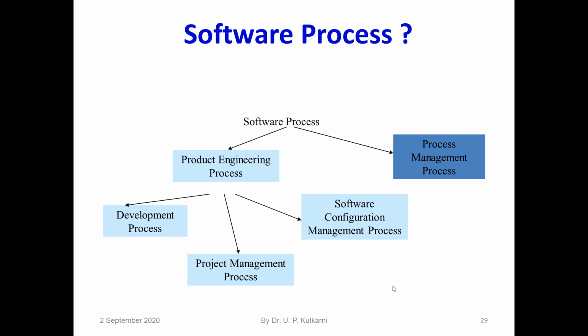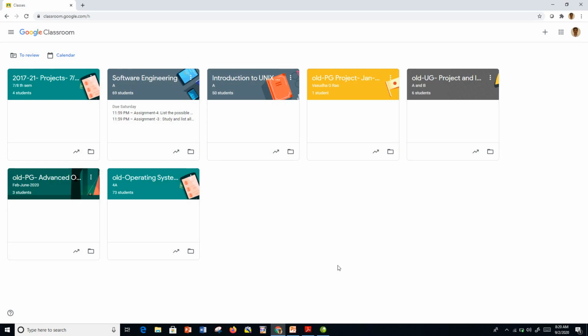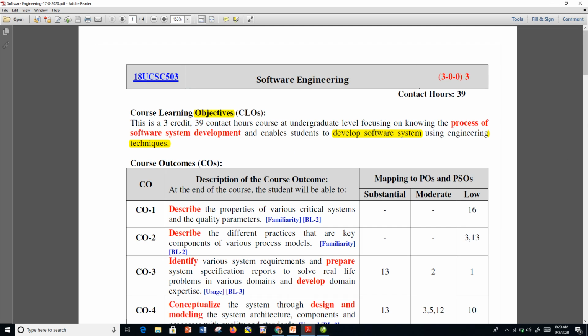As part of these, there are the product engineering and development process, the project management process, and the configuration management process. These are the different aspects that we get into. We'll see it in the next class. Today is the introductory class about the course we are talking about. With this we come to the end of the introductory class.